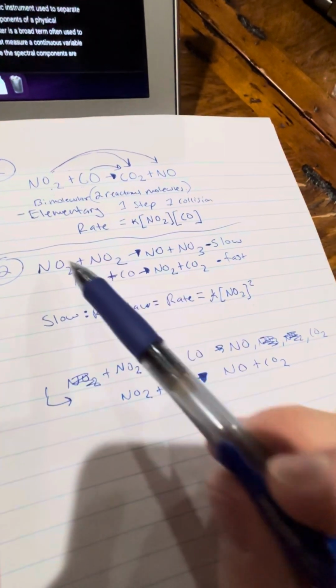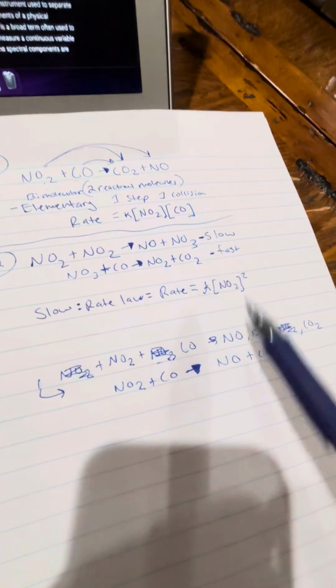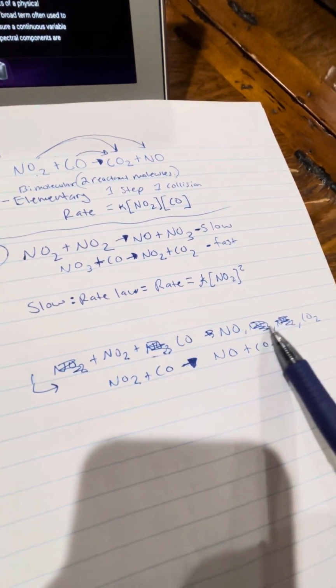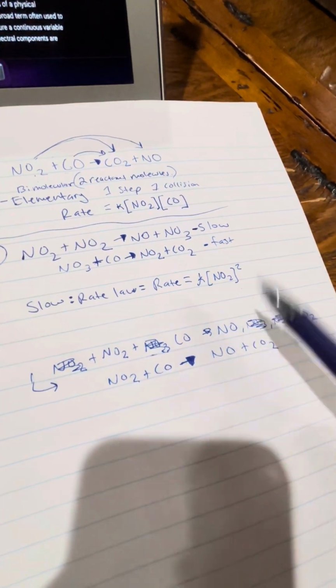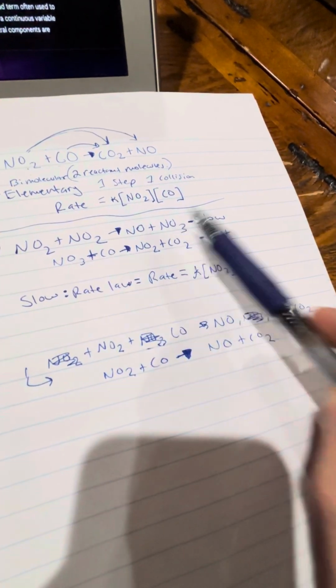I figured out the equation by adding these two sides together and crossing out the duplicates. And from that, we realized that NO3 is the intermediate.